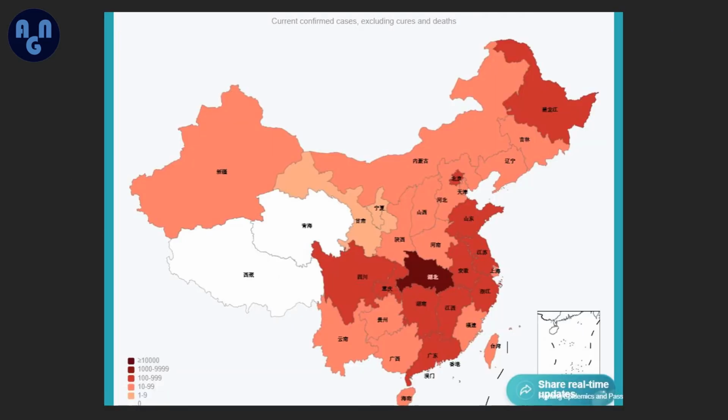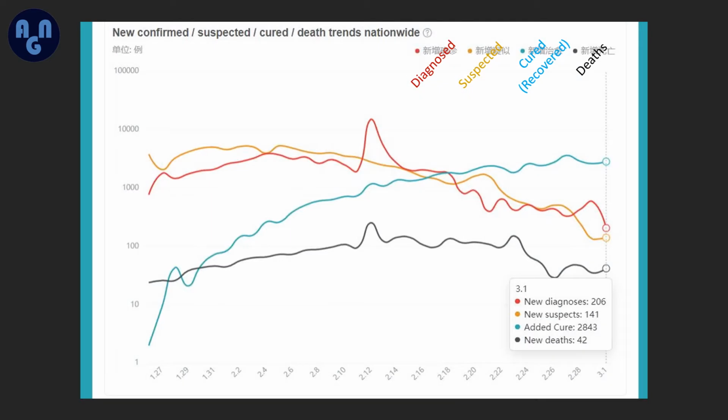And if you scroll down on the same page, you see a map that doesn't change from day to day. It changed a lot at the beginning. I should probably take it out of here, but it does show you where Hubei province is, the dark one in the middle, and that's where Wuhan is, the epicenter of the outbreak. Then if you scroll down further, there's two graphs.